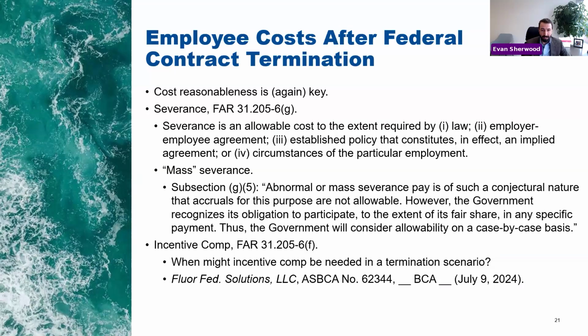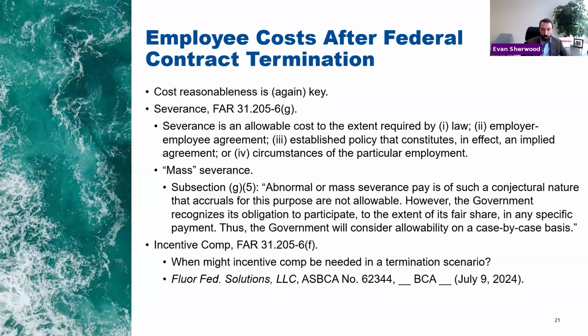There are rules for mass severance. Those are accruals for mass severance. So in other words, the government is generally skeptical of accruals anticipating a large-scale reduction in force in the future, but the government recognizes there are times when there's mass severance, and I think termination of a contract can be one of those situations. And the government recognizes its obligation to participate, and this is the language they use, to the extent of its fair share in any specific payment.